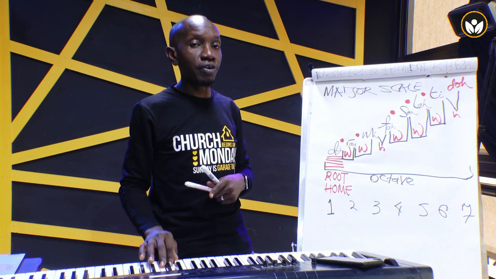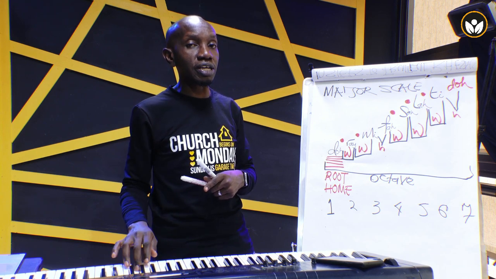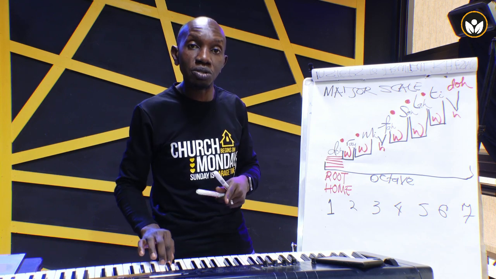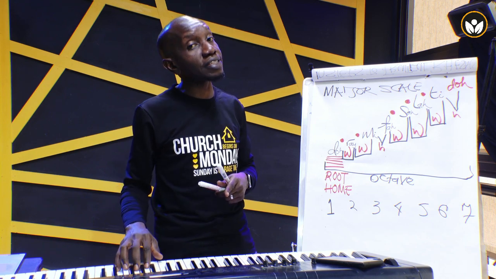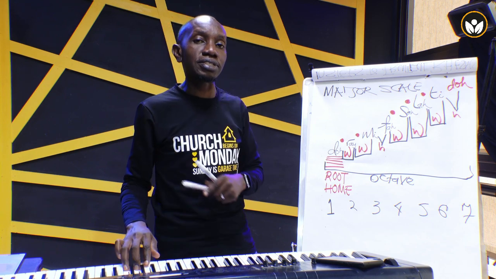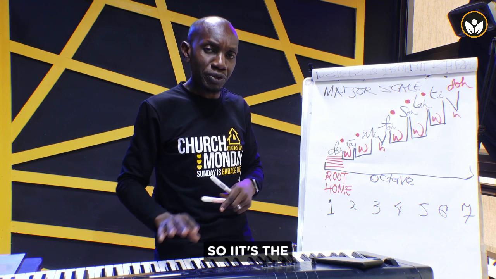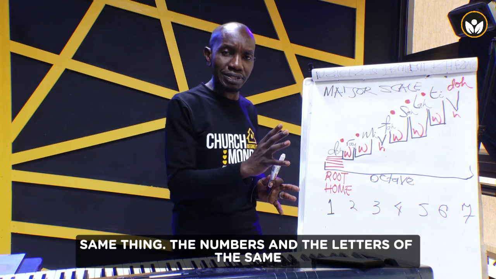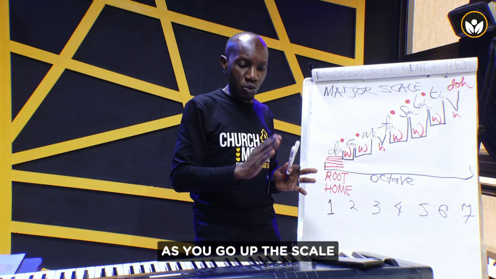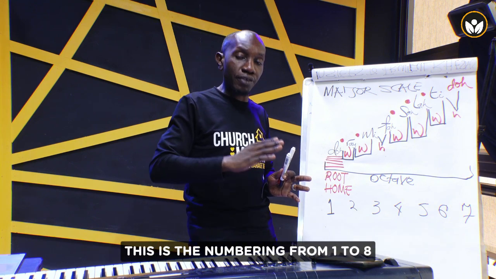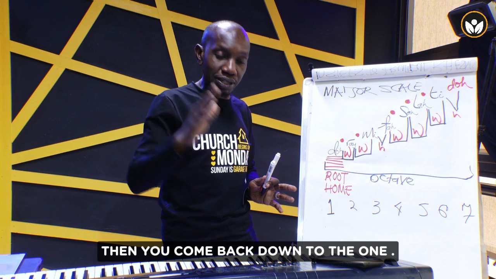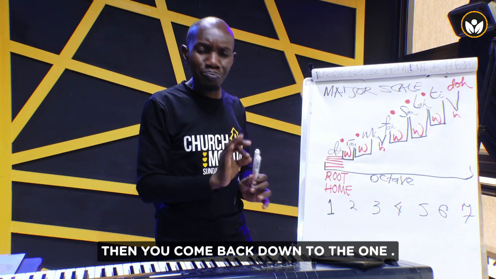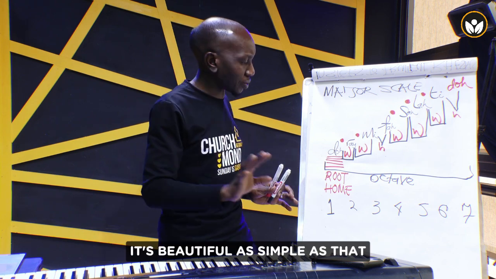Okay? Do, re, mi, fa, sol, la, ti, do, ti, la, sol, fa, mi, re, do. 1, 2, 3, 4, 5, 6, 7, 8. Then 8, 7, 6, 5, 4, 3, 2, 1. So it's the same thing. The numbers and the letters are the same. As you go up the scale, it's just the numbering from 1 to 8. Then you come back down to the 1. It's just beautiful. It's as simple as that.